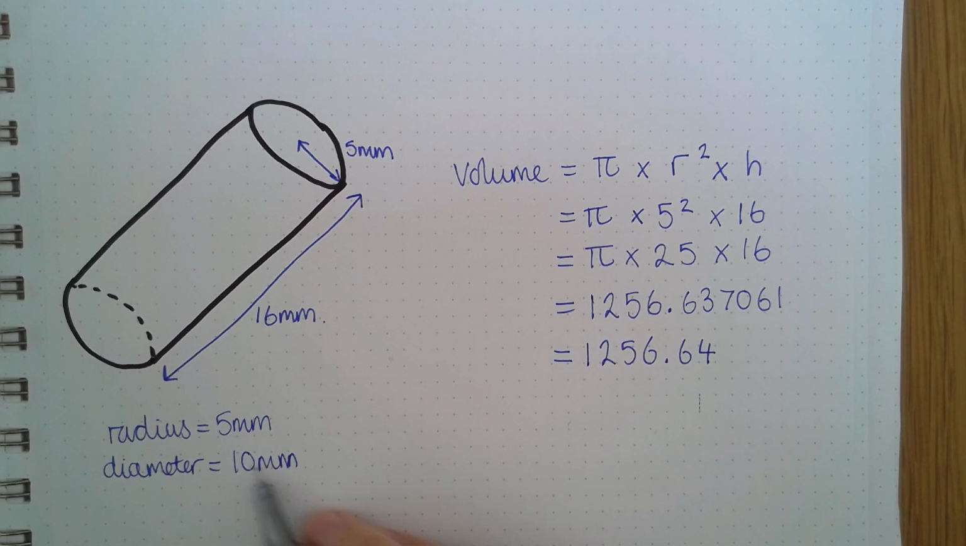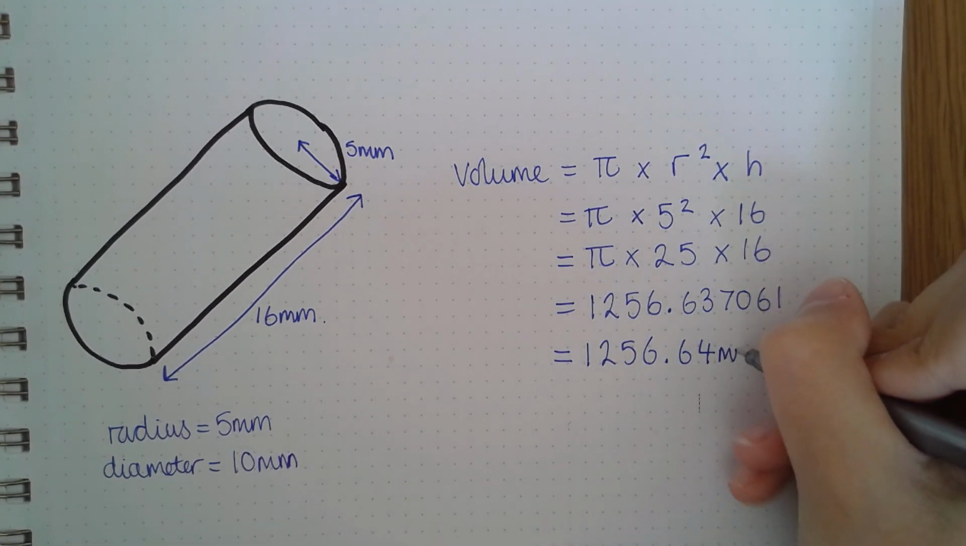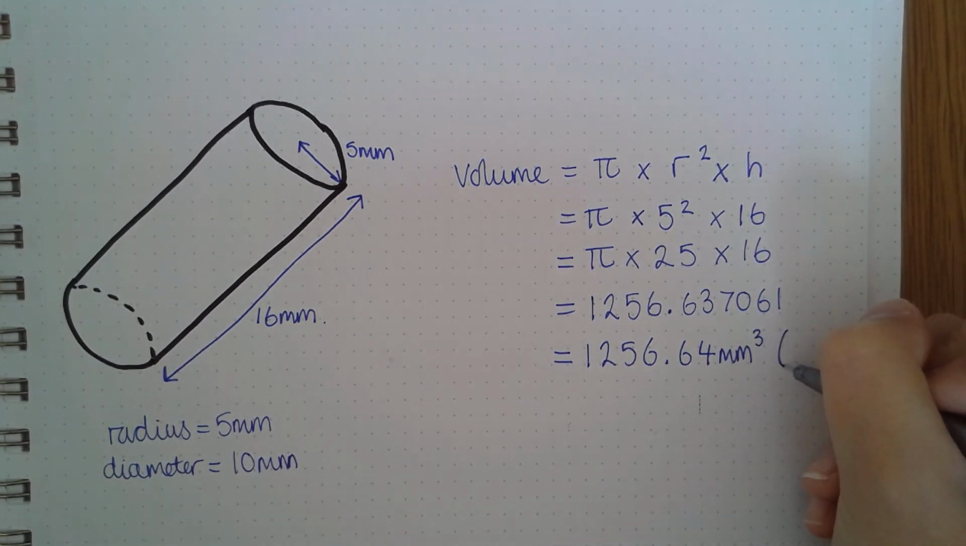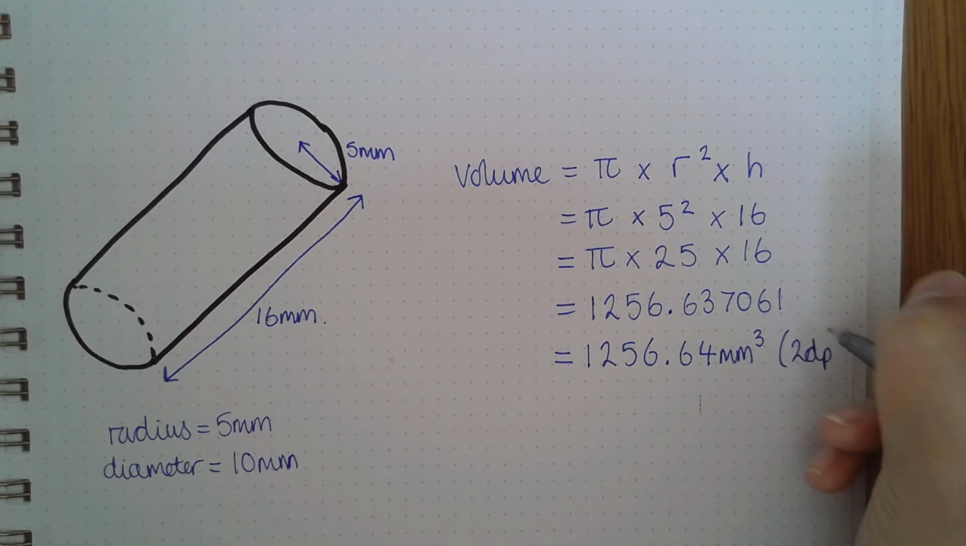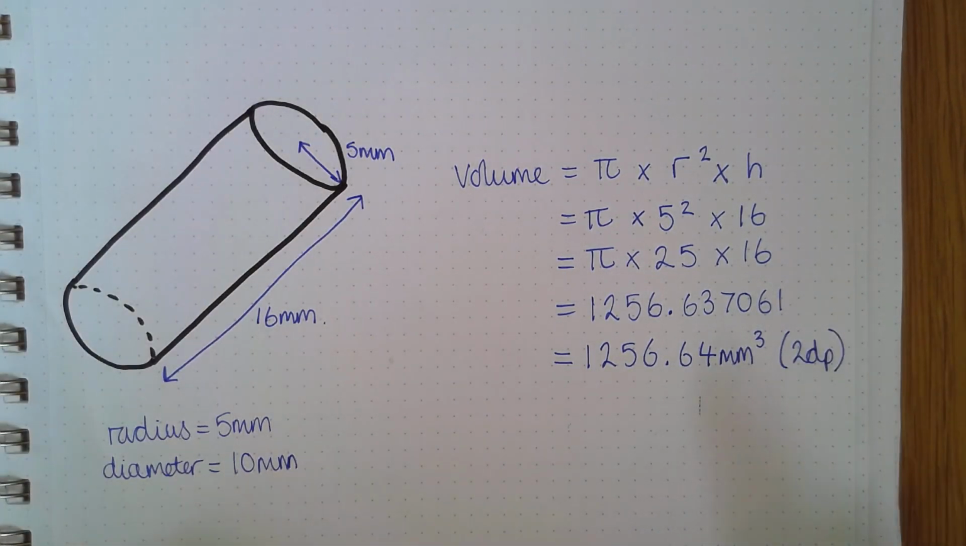So I've got 1256.64. My units were millimeters, volume is cubed, and it's to 2 decimal places, and there's your volume.